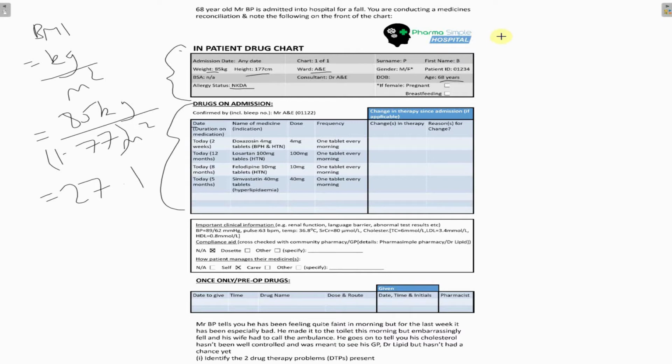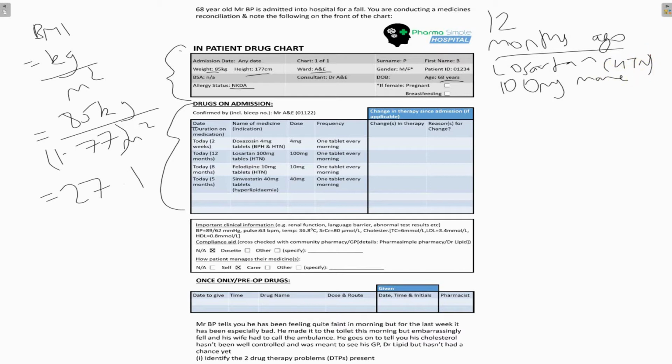We'll start with the first medicine they were on, so that's 12 months ago. And that's losartan. It's 100 milligram that they take every morning. That's monotherapy, and they're using that for hypertension. Next, we've got 8 months ago, and they were started on felodipine. Started on 10 milligram every morning. That was also for hypertension.